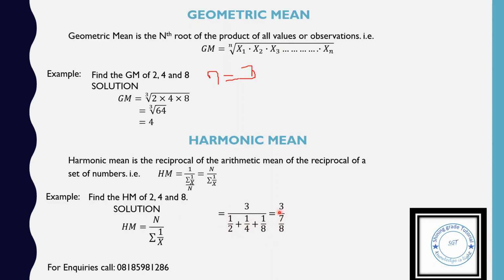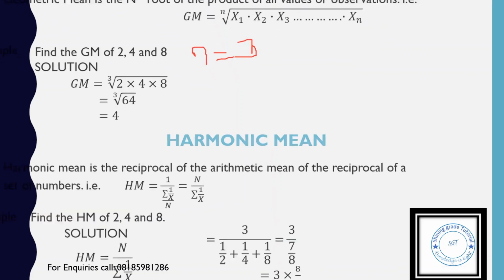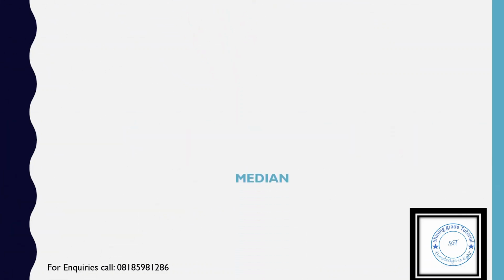When you sum 1 over 2 plus 1 over 4 plus 1 over 8 together, that will give you 7 over 8. So 3 divided by 7 over 8 will amount to 3 times the reciprocal of 7 over 8, that will be 8 over 7. I will have 24 over 7 as the answer, and that gives us 3.43. So that is our harmonic mean of that set. So I think we are good to go.